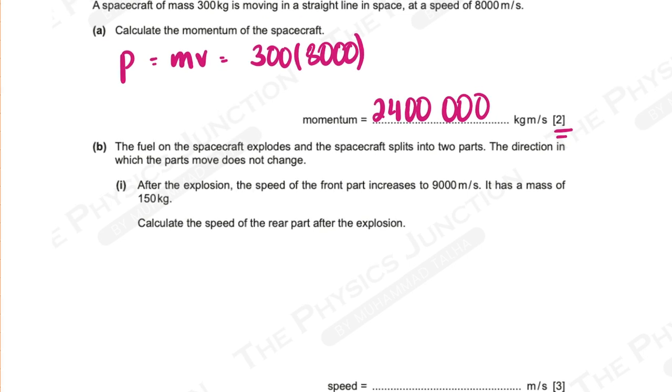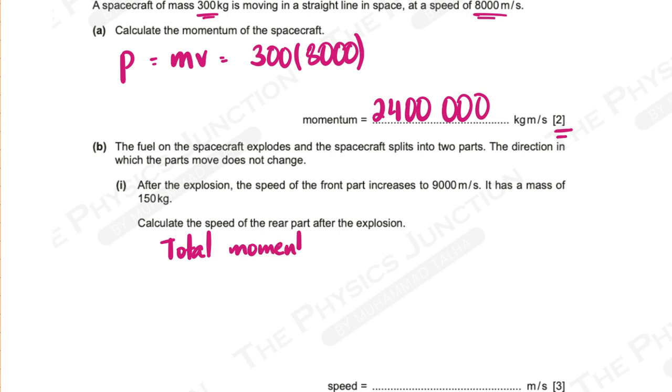So initially the total mass of the spacecraft was 300 kg and this was initially moving at 8,000 meters per second, corresponding to which we found its initial momentum. And then it splits into 2 parts, and obviously if the mass of one part is 150, the mass of the other part must also be 150, by 300 minus 150, and we need to find the speed of the rear part after the explosion. So total momentum before, actually this is a paper 2 question, it's better if you write it out completely.